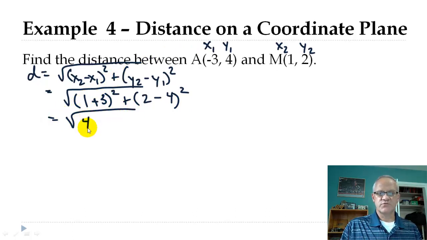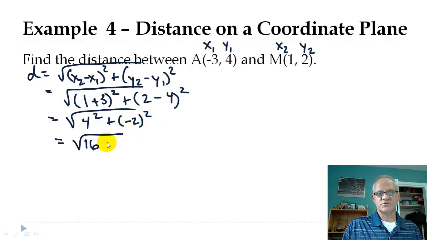So 1 plus 3 is 4, so that's 4 squared. 2 minus 4 is a negative 2. And then when you square these, 4 squared is 16. 2 squared is 4, or negative 2 squared is 4, same thing, which would be a square root of 20.